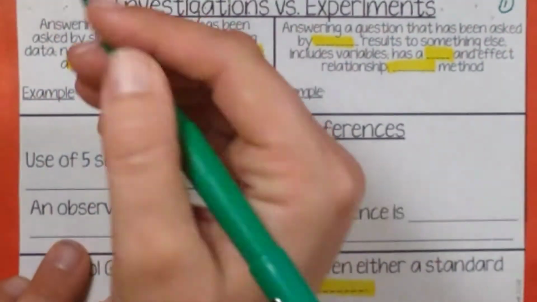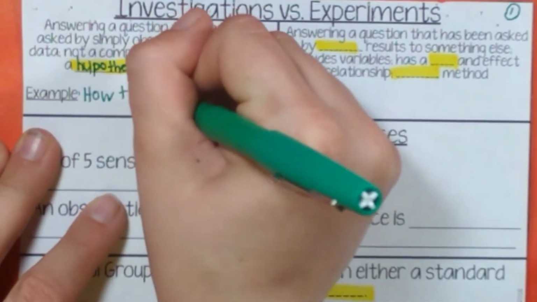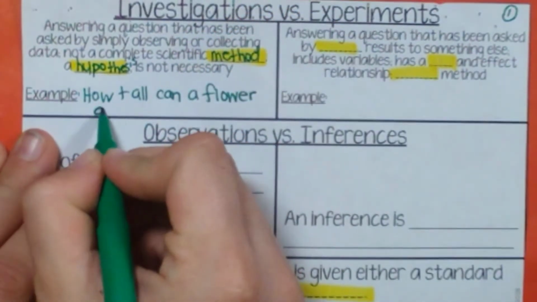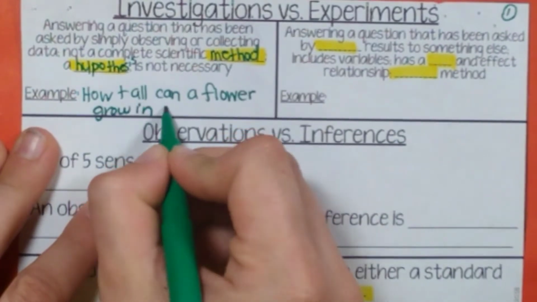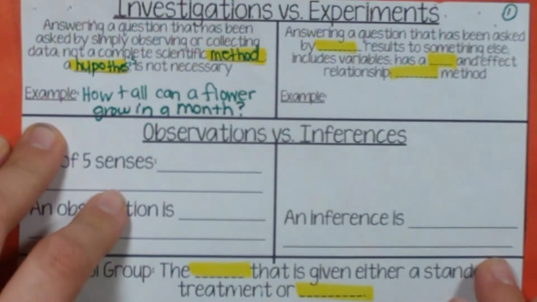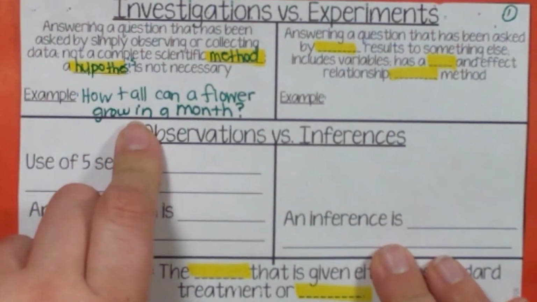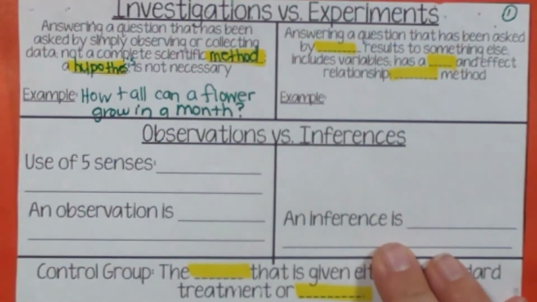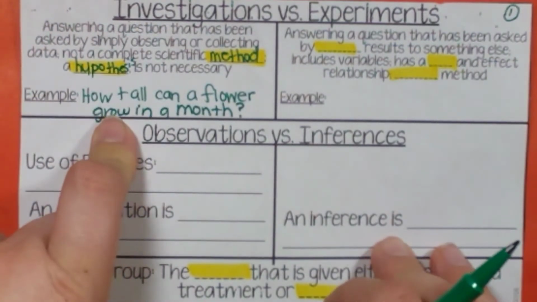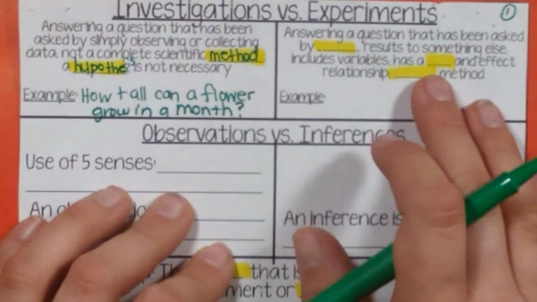So here's an example. How tall can a flower grow in a month? I'm not going to be able to have a full-blown experiment because I'm not testing a question and how something affects another item or how something affects something else. I'm just seeing how tall a flower can go. So I'm just measuring it and observing it. And so that is not an experiment. That is an investigation.